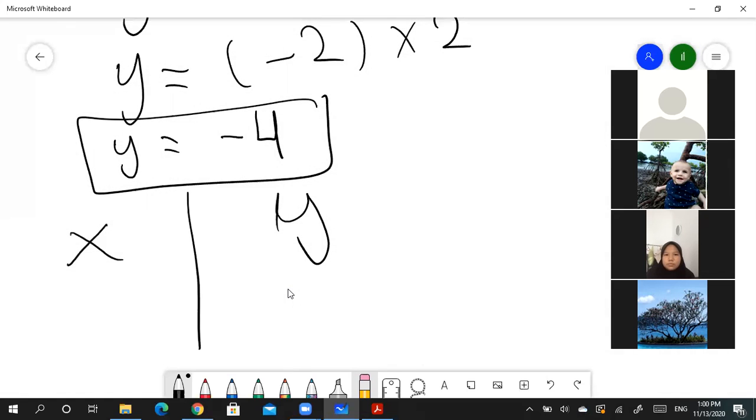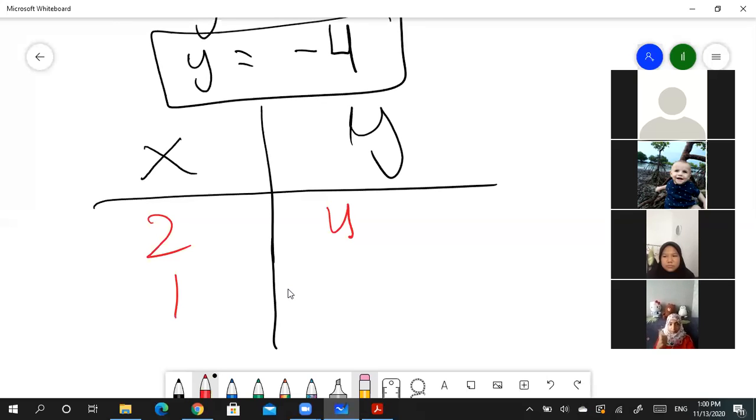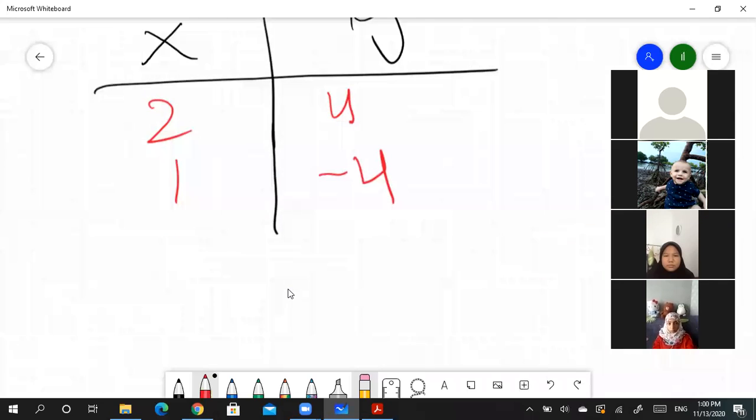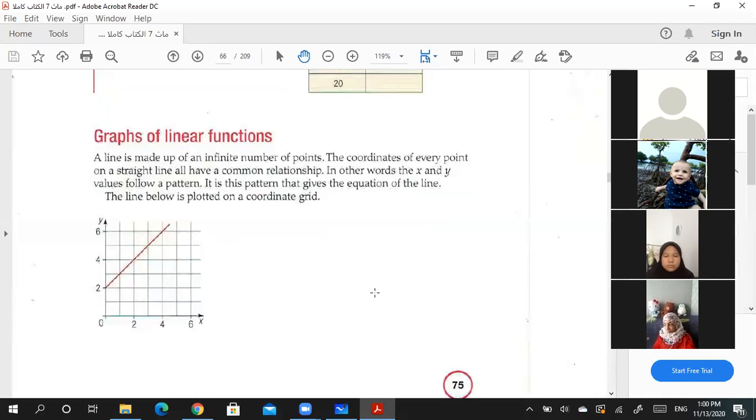So we got the value of x and the value of y, where the value of y is obtained from the value of x accordingly. So when x was 5, y was 4. When x was 1, y was minus 4.